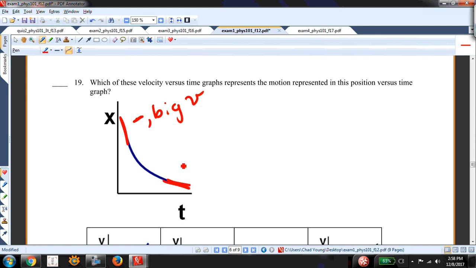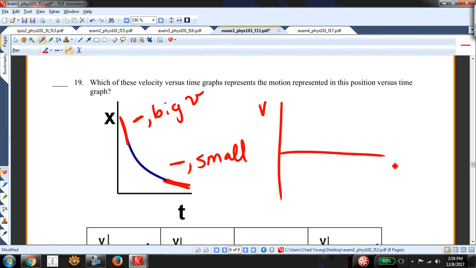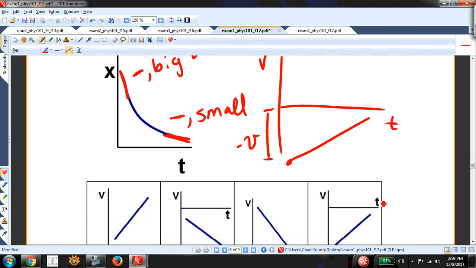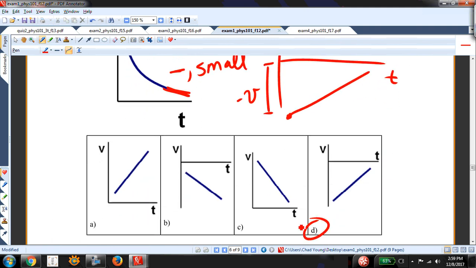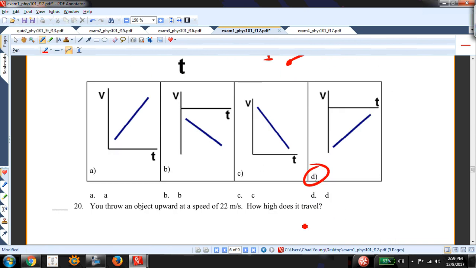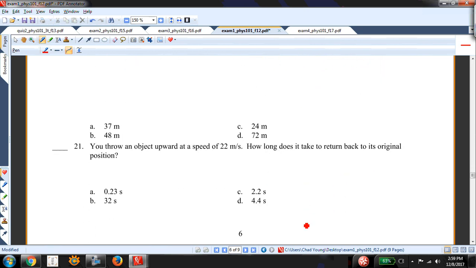And over here, I still got a negative velocity, but it's small. So if I were to think about my velocity versus time graph, first of all, it's only going to be down here in the negative portion, in that fourth quadrant, and it's going to go from being big negative to small negative. So big negative, small negative. So my answer should look something like this, and that's D. Number 23, that was 19, 23.